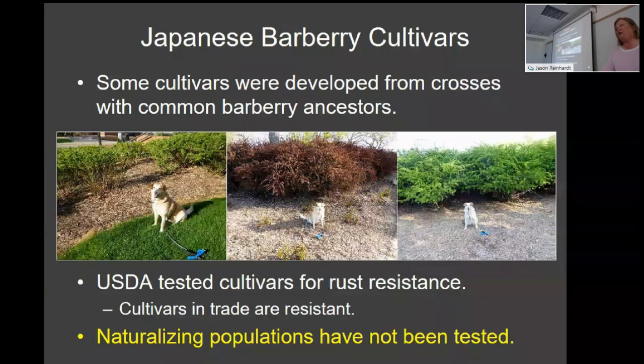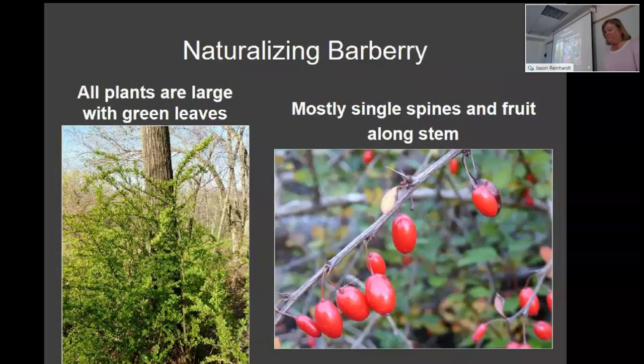So if we look at Japanese barberry cultivars, these three photos were taken on the St. Paul campus here. We could see the variety of size and form and leaf color of cultivars of what is called Japanese barberry. And all of the cultivars in trade have been tested, and they are resistant to stem rust. The issue that we're concerned about is that naturalizing populations have not been tested. And so what do these naturalizing populations look like? Most look like Japanese barberry.